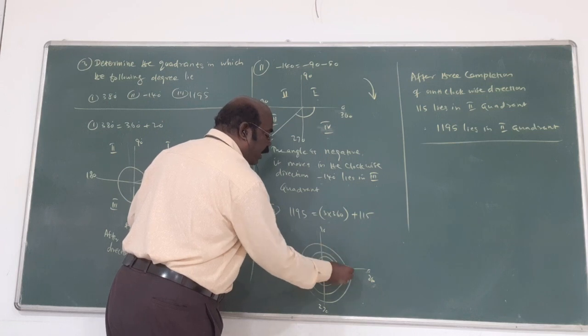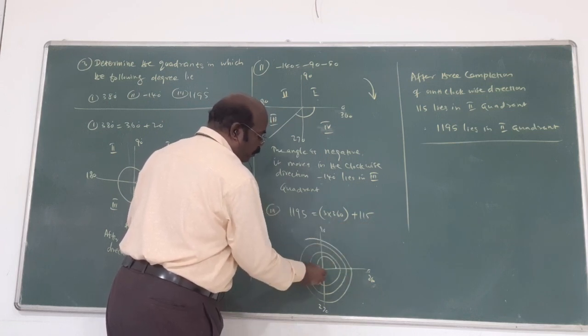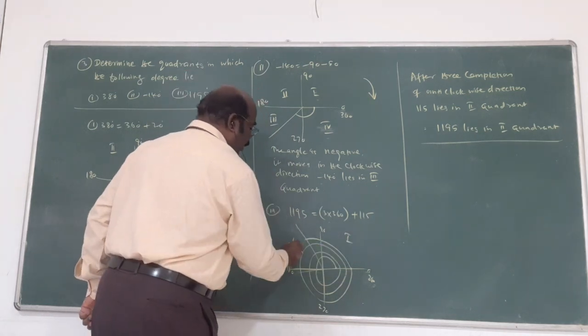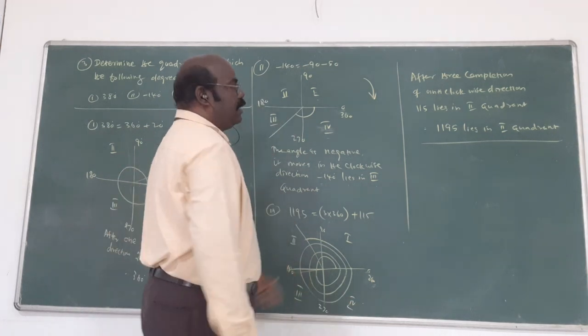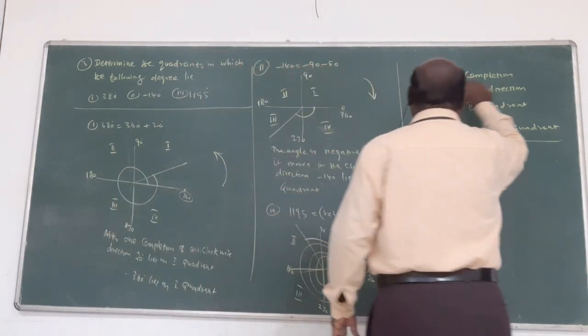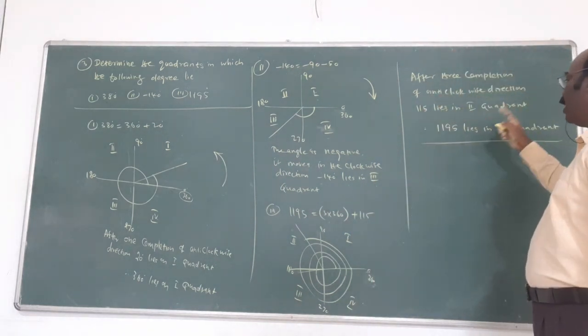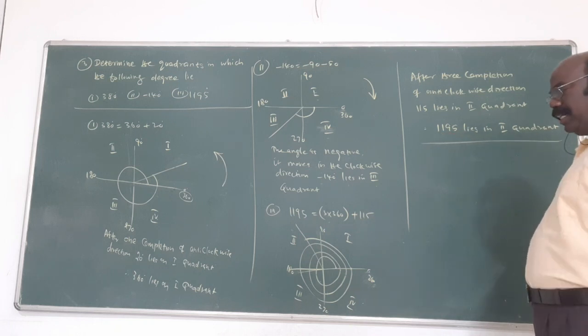Here to here 90 degree. Again 25 degree here. Here only involved. Am I correct? That's why this is the first, second, third, fourth. This is the second quadrant. After 3 completions of anti-clockwise, 115 degree lies in the second quadrant. That's why the whole 1195 also lies in the second quadrant.